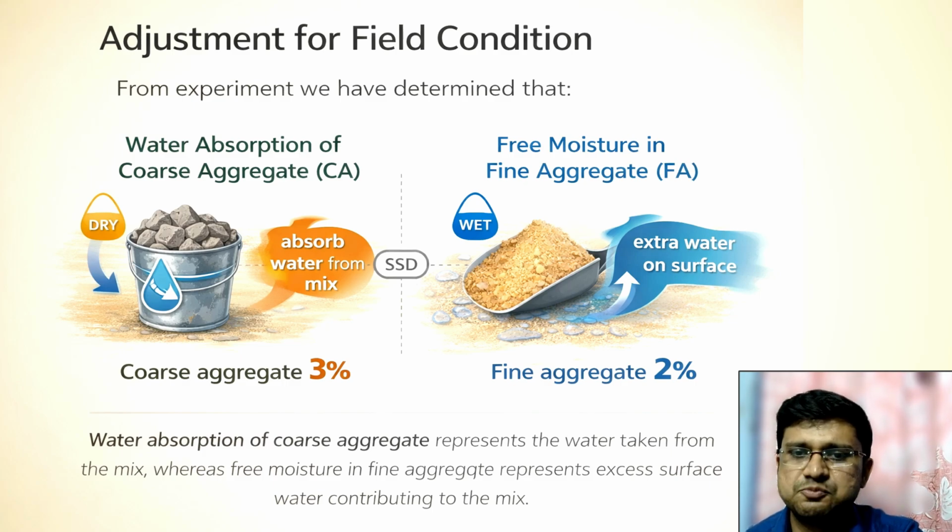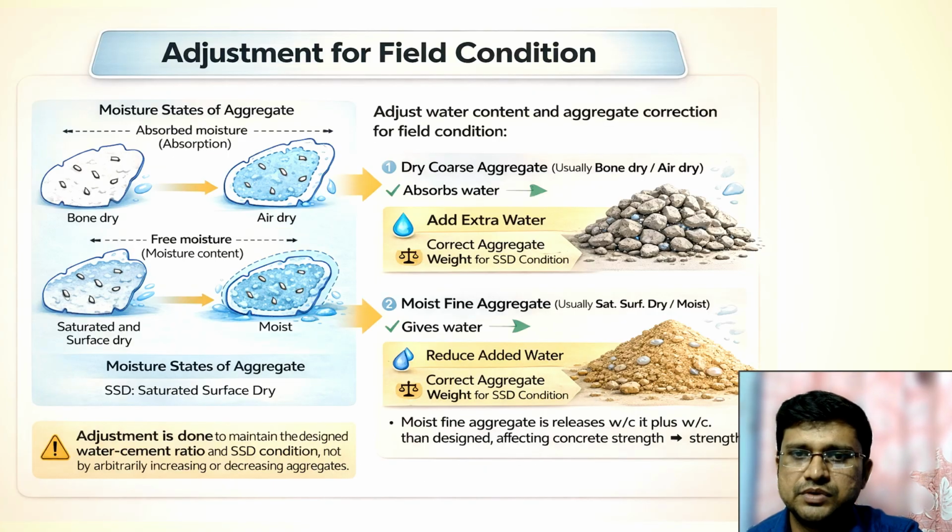Moist aggregate gives water, so we have to reduce the water. Now, let us see the conditions of aggregate. First, this is bone dry aggregate. Bone dry means it is completely dry. Now this is air dry aggregate. Air dry means some moisture is present inside, but the surface is dry.